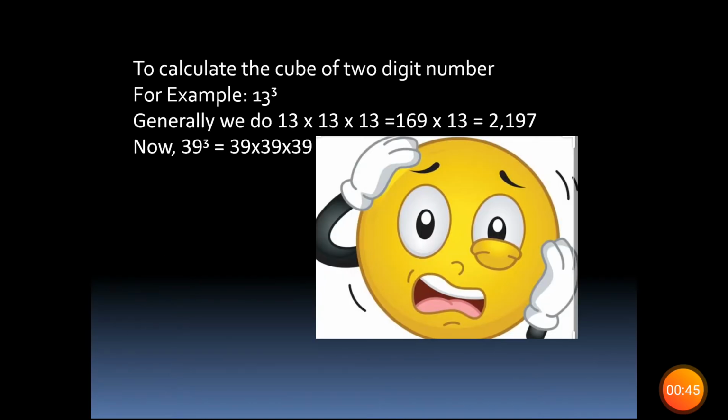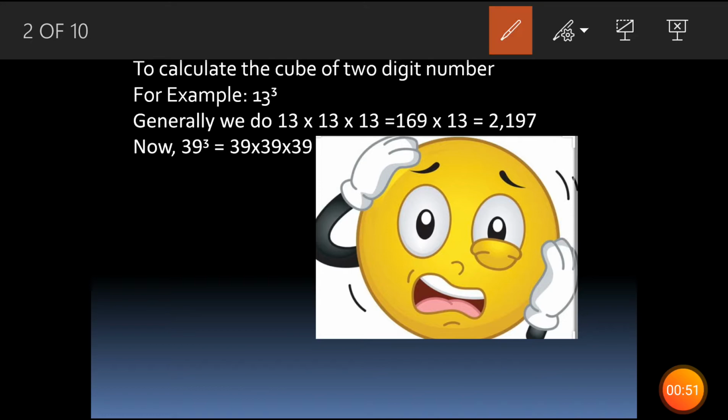As you know, whenever a cube is being asked, like cube of 13, how do we do it? We simply multiply 13 into 13 into 13. And that gives us 169 into 13, that is 2197.